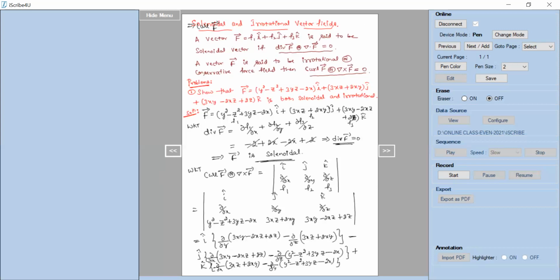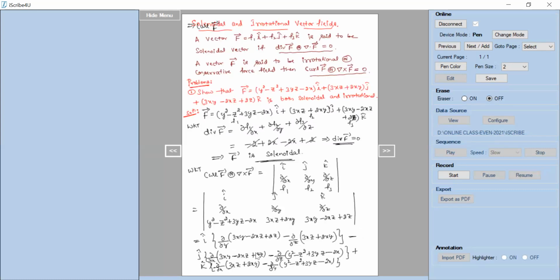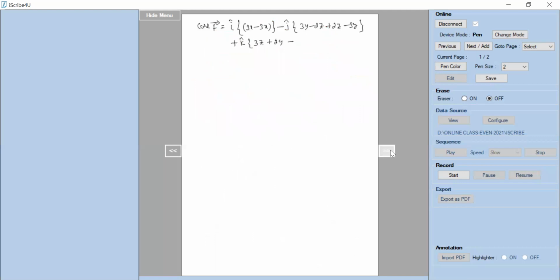Plus k hat into the k term. So if I differentiate the first term with respect to x, it is 3z, and here x is 1, 2y, so 3z plus 2y. Then minus this term with respect to y, which means differentiation of y square is 2y, with minus it is minus 2y, and here you get plus 3z, with minus it is minus 3z. This is the k term. And now if you observe all these things, every term gets cancelled here. So the resultant value is 0. So this implies curl f is equal to 0.